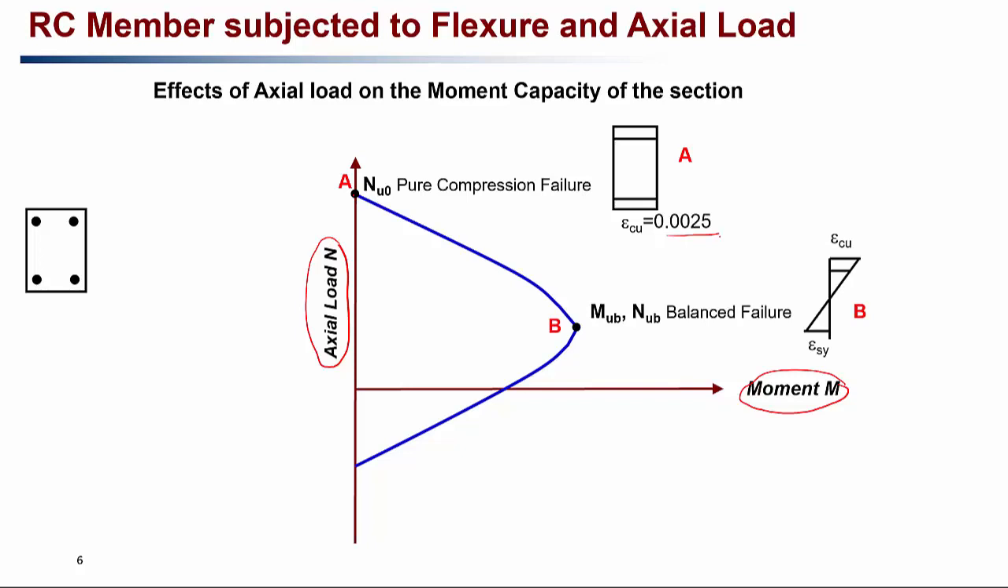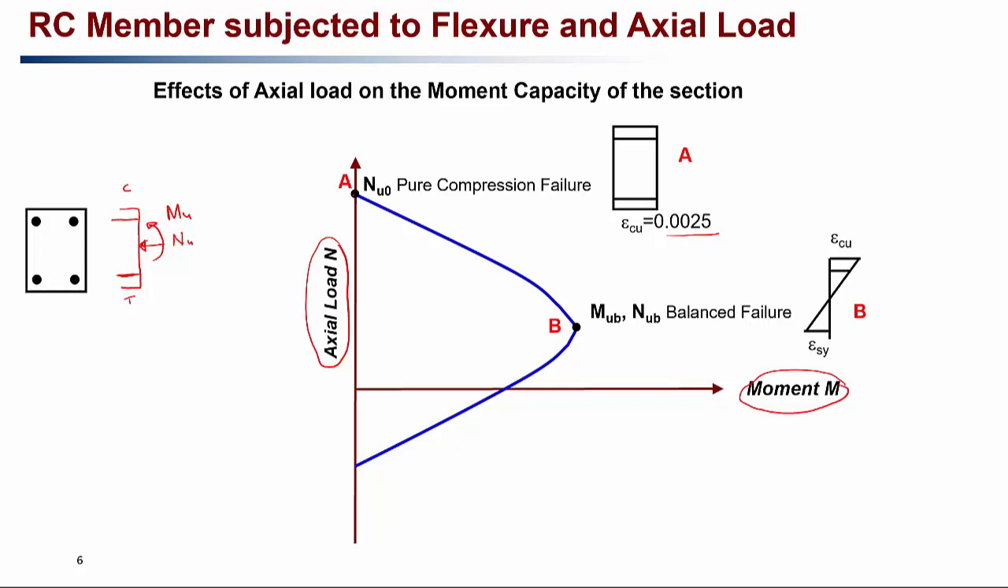As we have the combination of bending moment and axial force at point B, for example, if this is the column, we have the axial force and we have the bending moment as well. Because this portion is in tension and this portion is in compression, the steel in tension is carrying the tensile stress, and the steel in compression is carrying the compressive stress.